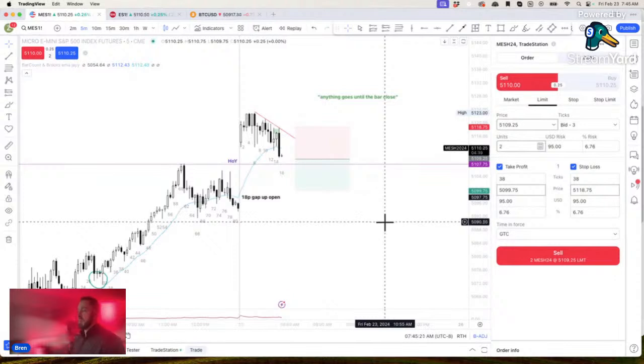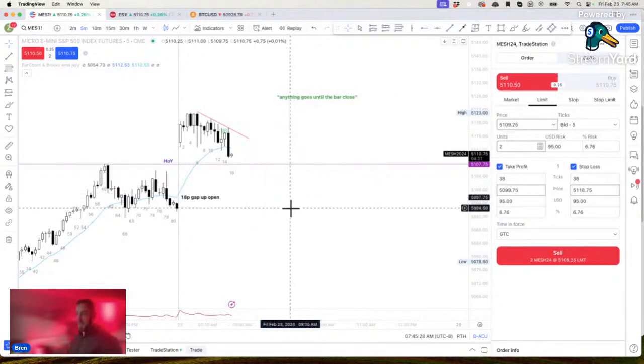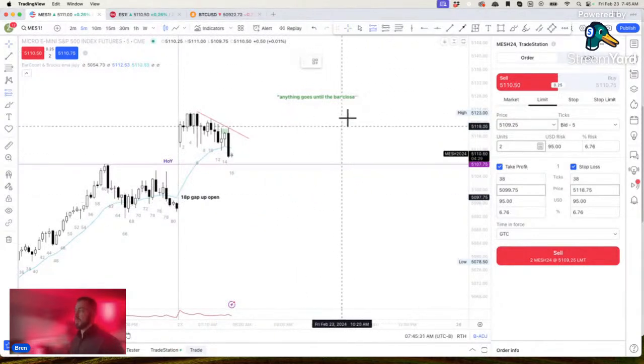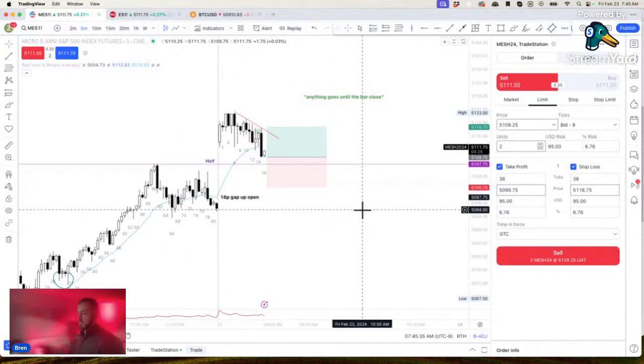Here's the tricky thing about bear channels. Bear channels are bull flags. So I'd actually be more excited about buying here than selling. But to be honest, I think I'm gonna wait and kind of see how things shake out.